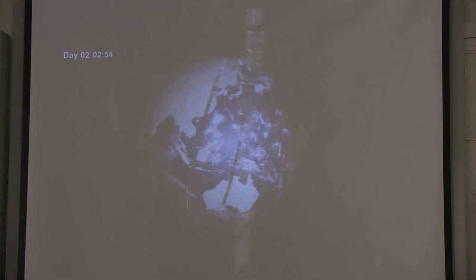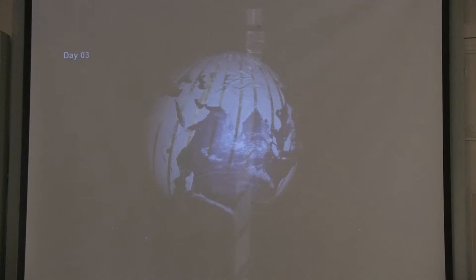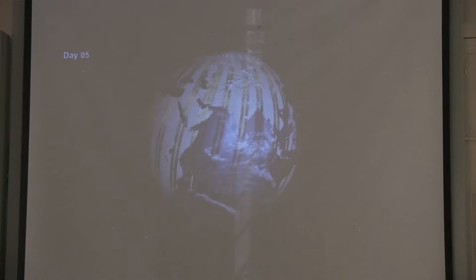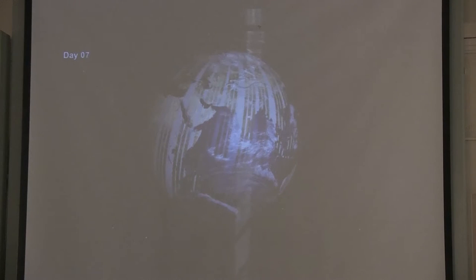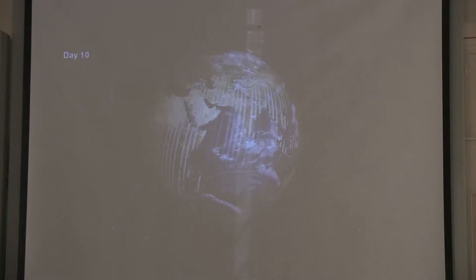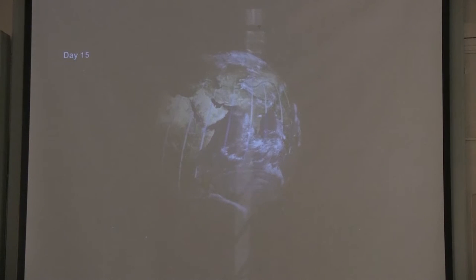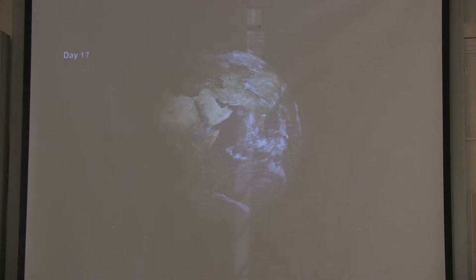Let's see, there, day two, it keeps going. And we get to around day 17, we'll have a full, there we go. So it's going, there's day five, six. And eventually we get to day 17, it'll have collected all the data for every area on the Earth. So this satellite collects data on the entire Earth every 17 days.